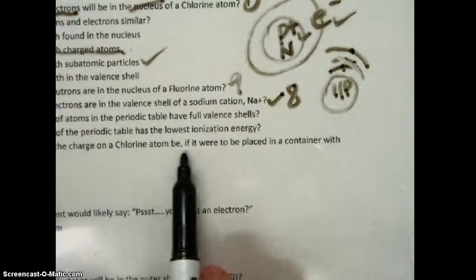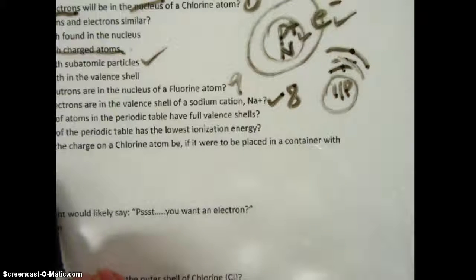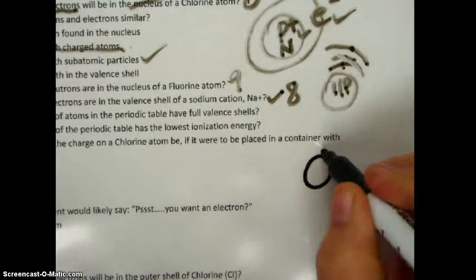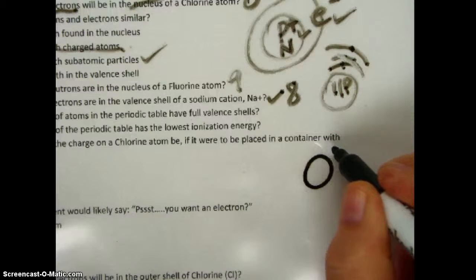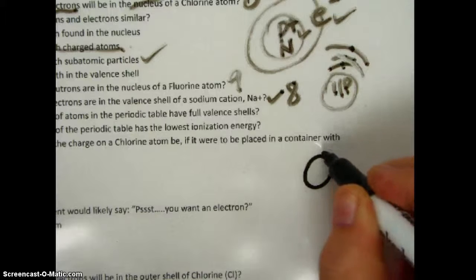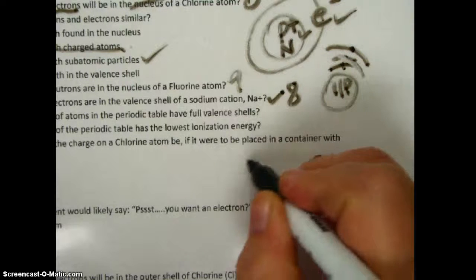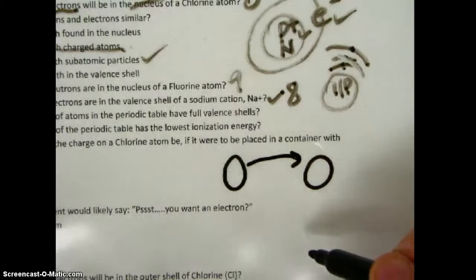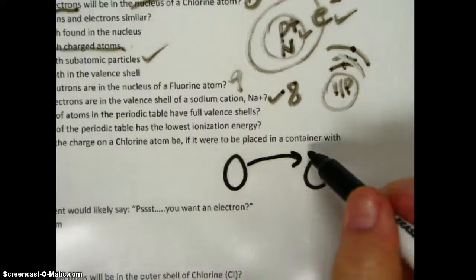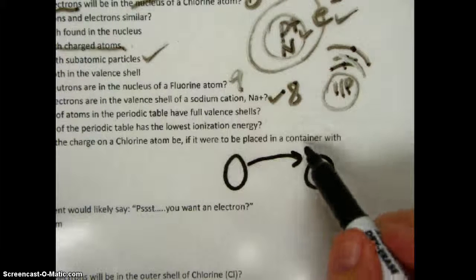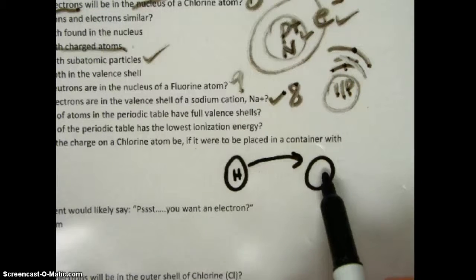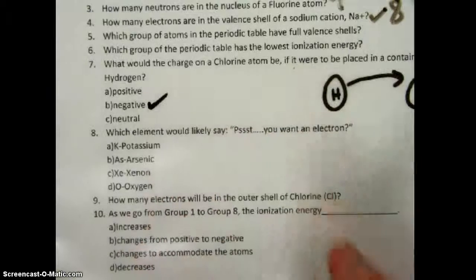What would the charge on a chlorine atom be if it were to be placed in a container with hydrogen? And don't forget, chlorine is over on the right hand side. So what will happen with chlorine is chlorine has 17 electrons, and hydrogen has 1, and hydrogen will want to give its electron to chlorine, so that chlorine has a full valence shell. If chlorine was put in a container with hydrogen, hydrogen would give its electron to chlorine, so chlorine would become negative. So the charge on the chlorine would be negative.